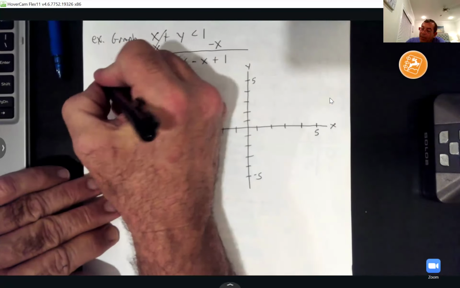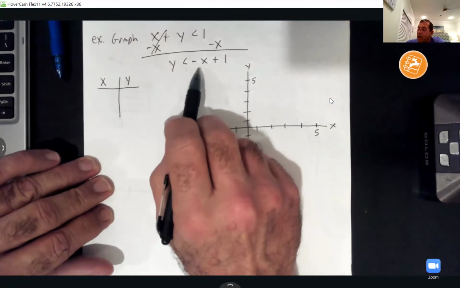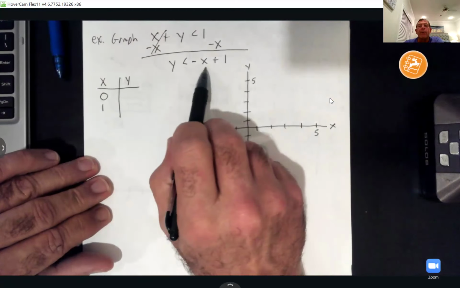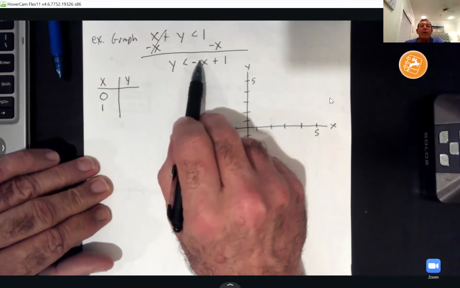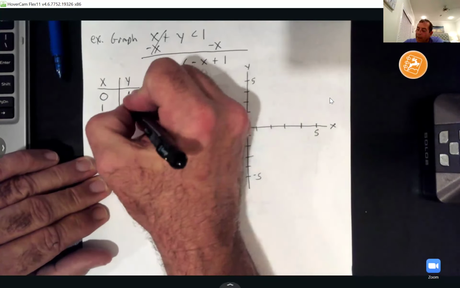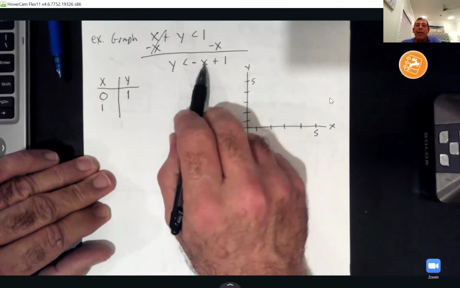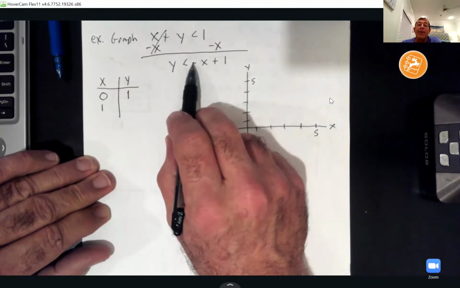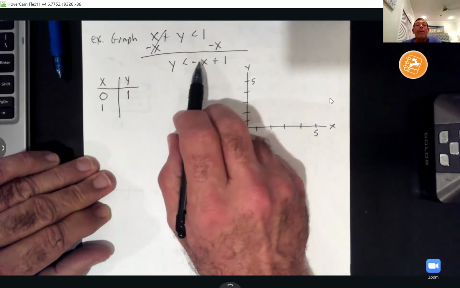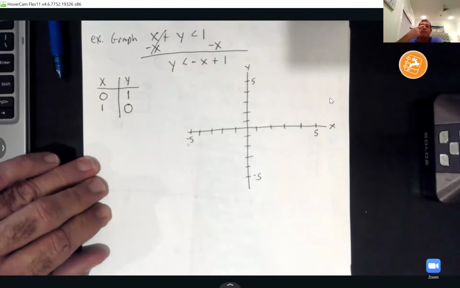All right, so by hand, I'm just going to make a little x and y table. Easiest numbers for me are going to be 0 and 1. So if you put a 0 in, 0 times that negative is 0, and 0 plus 1 is a 1. And y'all be careful. I'm going to put a 1 in, but remember, I got a negative sitting here. So when I put my 1 in, that's going to give me a -1. -1 plus 1 gives me 0.